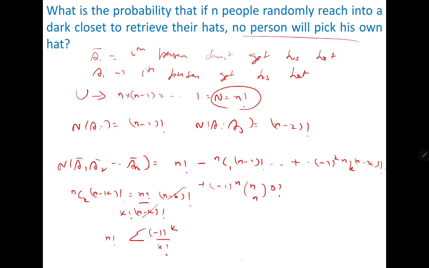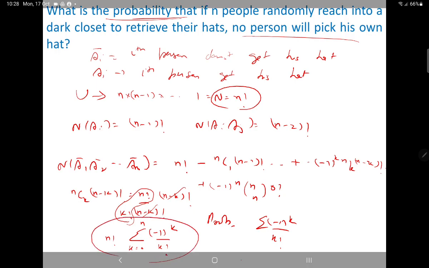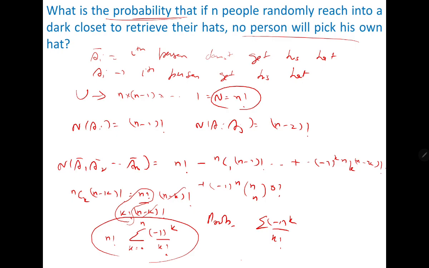So this is my n of a1 bar, a2 bar, and an bar. Yes, because nCk transformed into n factorial by k factorial. Summation is from k from 0 to n, that's why I took n factorial out. And if I have to compute the probability, then I divide it by n factorial. So it is simply minus 1 raised to the power k by k factorial, because I am looking for the probability. But the derangement which I got, I will explain why it is a derangement.